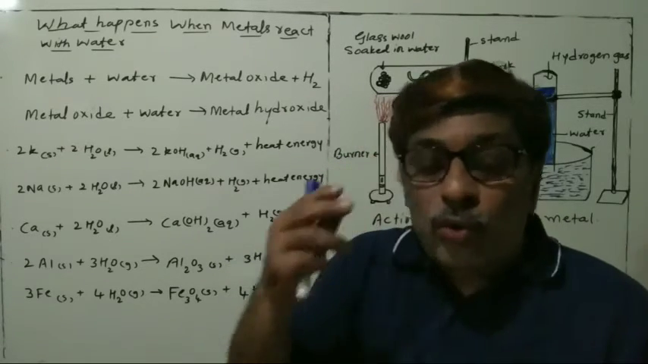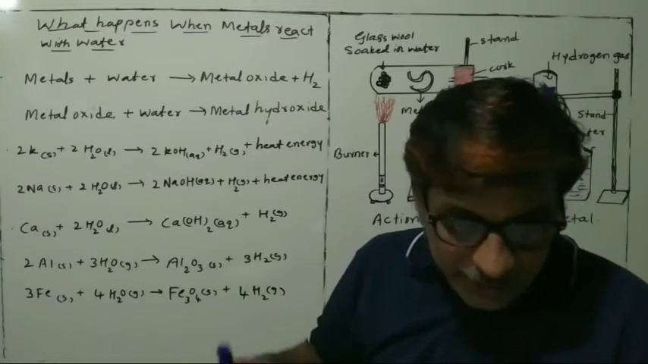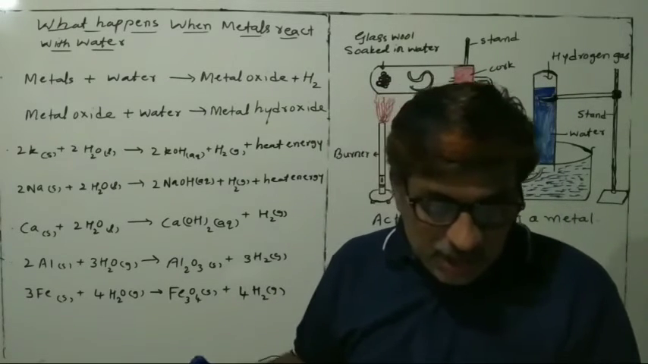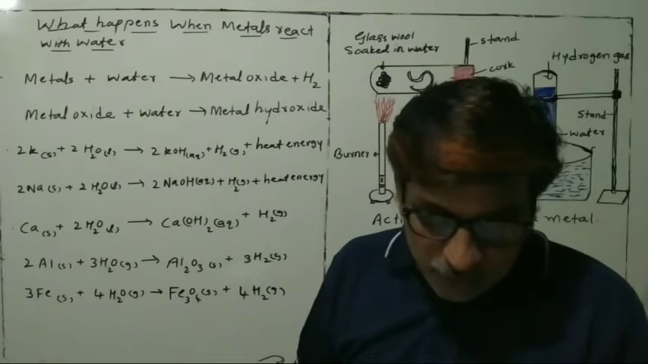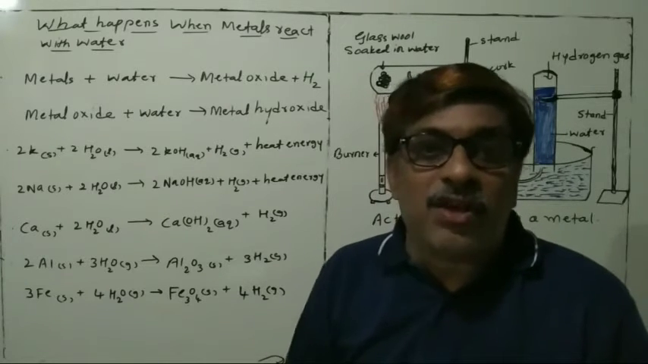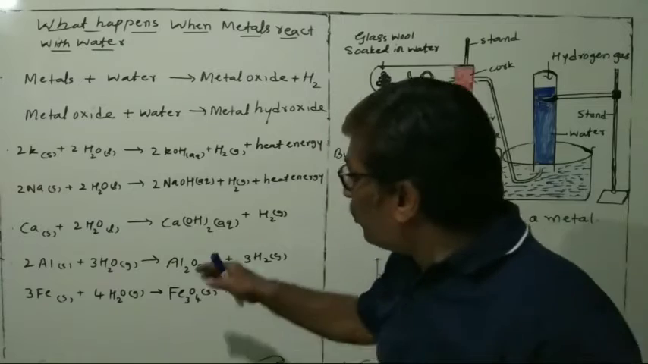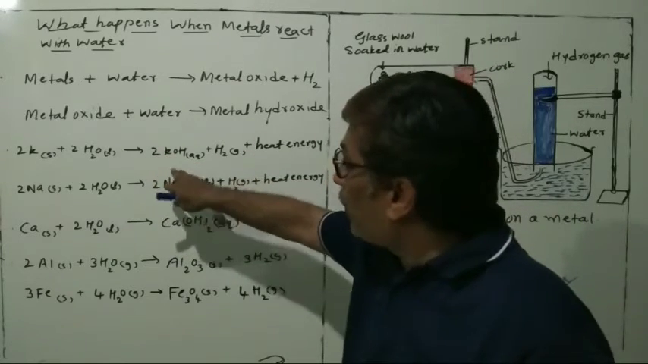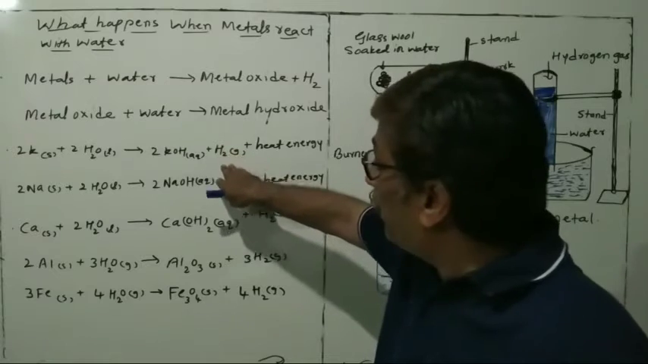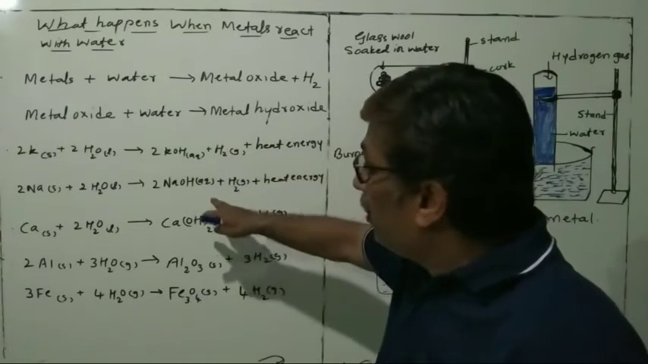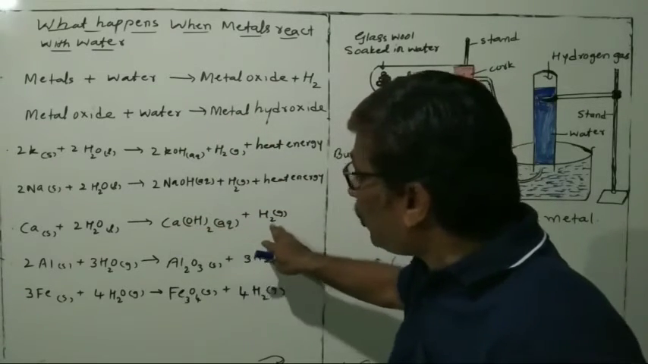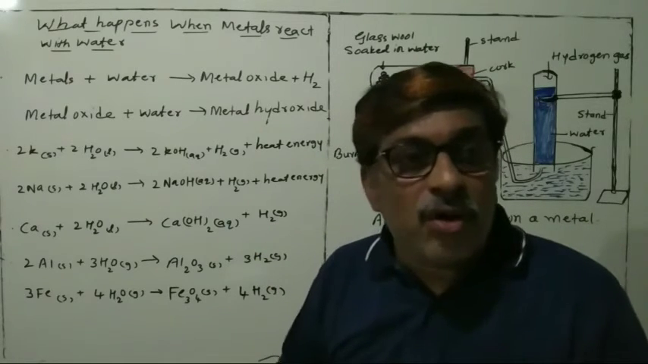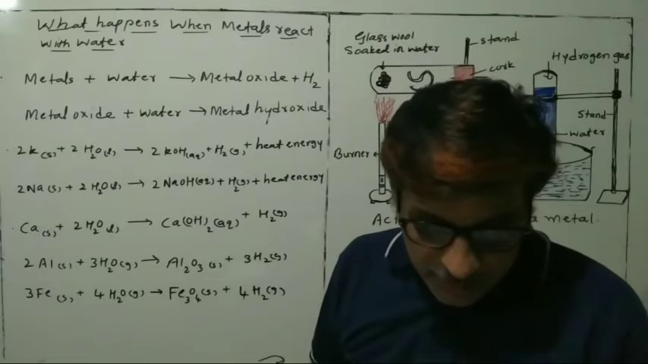But here you will not notice the fire. Why? Because the heat evolved is not sufficient for the hydrogen to catch fire. So that is why here you will not see what you saw with sodium and potassium, where the hydrogen gas catches fire. Here, with calcium, you will not see the fire. Hydrogen will not catch fire.